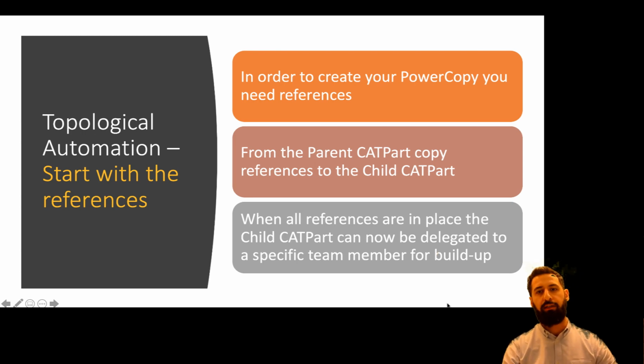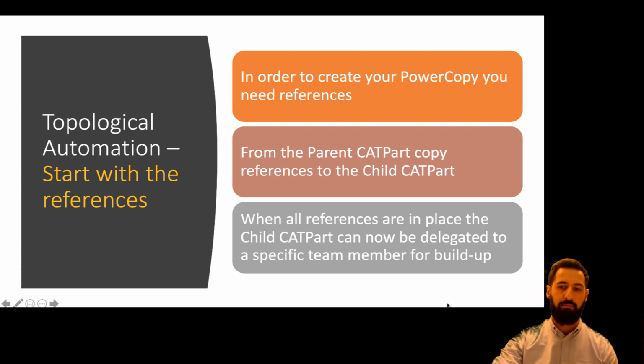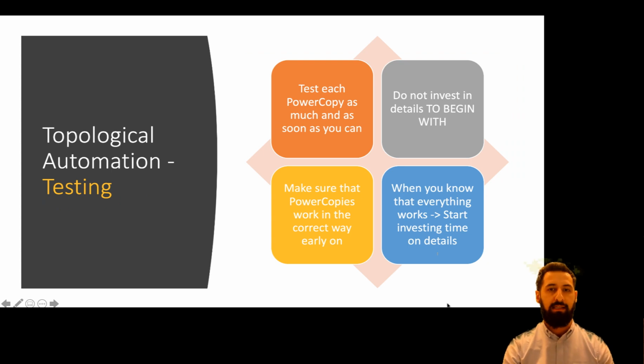So in order to create your power copy, you need references from the parent CAT part, copy references to the child CAT part. When all references are in place, the child CAT part can now be delegated to a specific team member for build-up. Test each power copy as much and as soon as you can. Do not invest in details to begin with. This is very important. Make sure that power copies work in the correct way early on. When you know that everything works, start investing time on details.